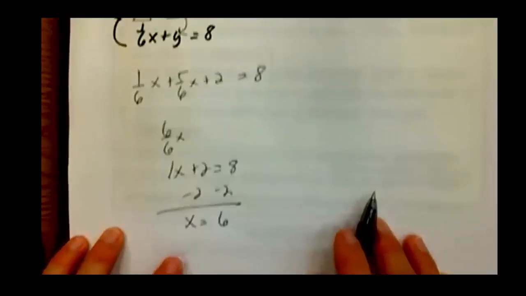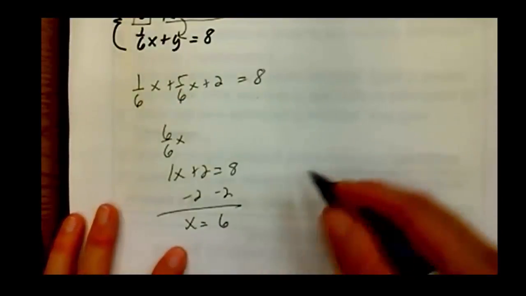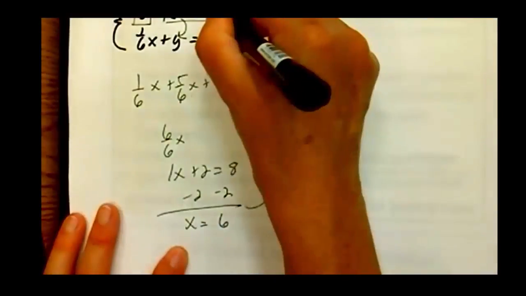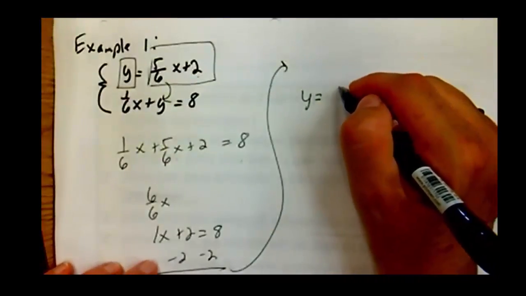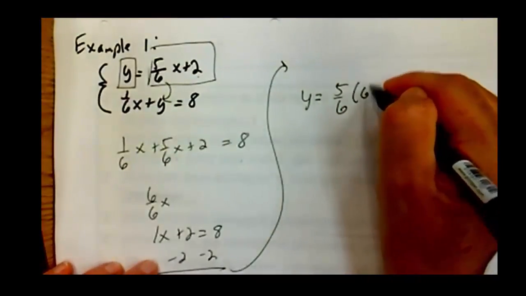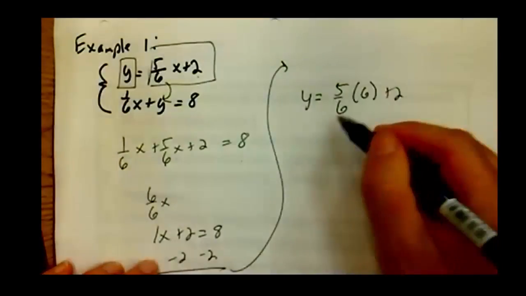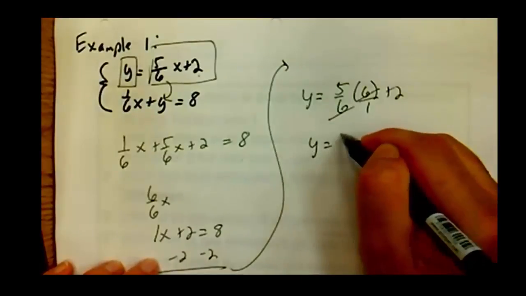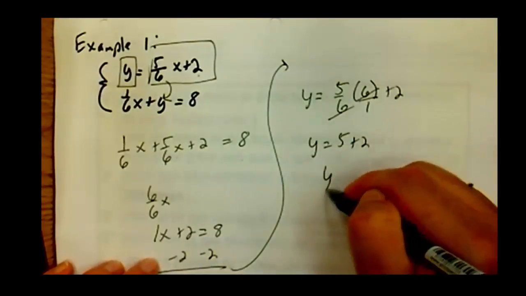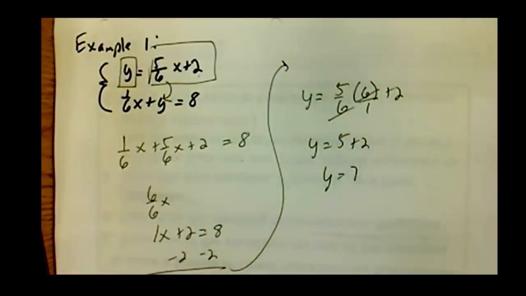So if x equals 6, then we need to solve for y. I'm going to go back up here to the original statement and put 6 in where x is. So 5/6 times 6 plus 2. These 6's will cancel because that's over 1. So y is equal to 5 plus 2, or y is equal to 7. So we get 7 for our answer.